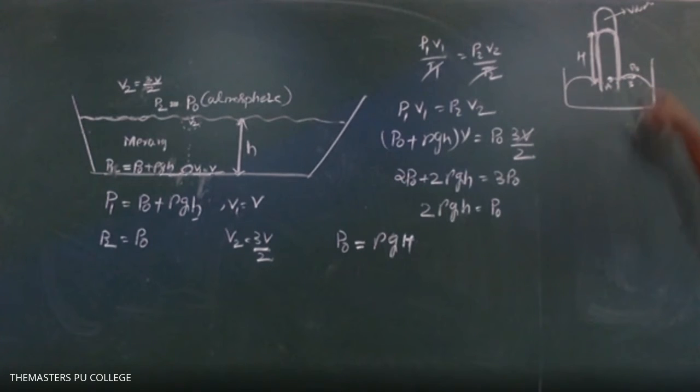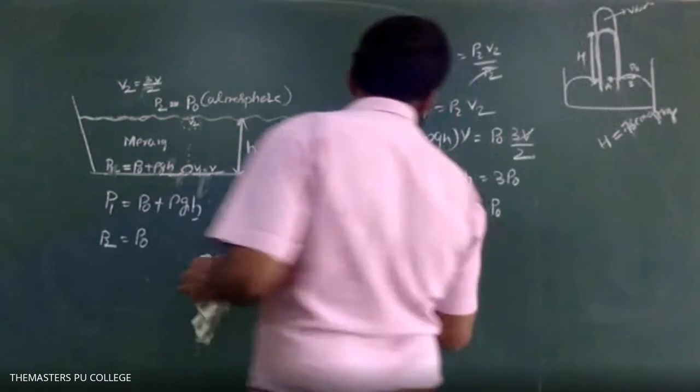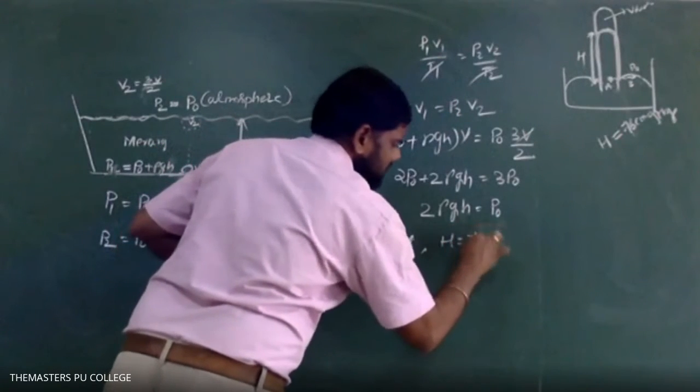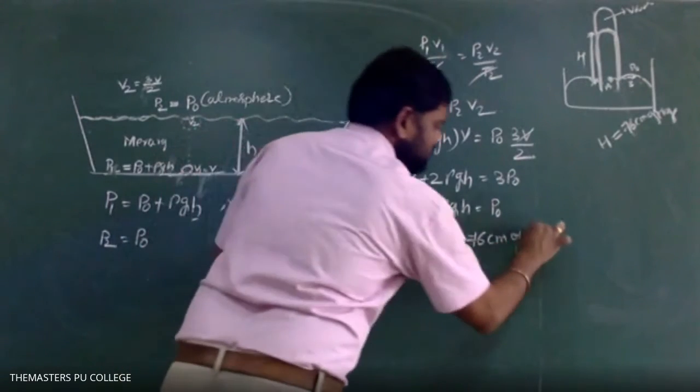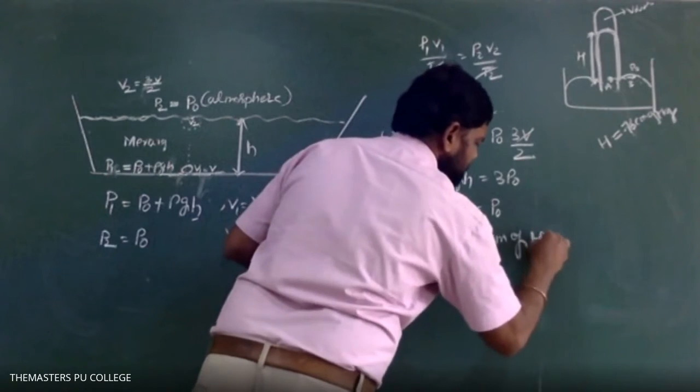Please remember that atmospheric pressure is measured in height of the mercury column. At STP or NTP, the height of the mercury column is 76 centimeters of Hg. It means that a 76 centimeter mercury column exerts a certain pressure, and the atmosphere also exerts the same pressure. That is the meaning of it. So the H value, we can write, is rho G H, with H equal to 76 centimeters of mercury.